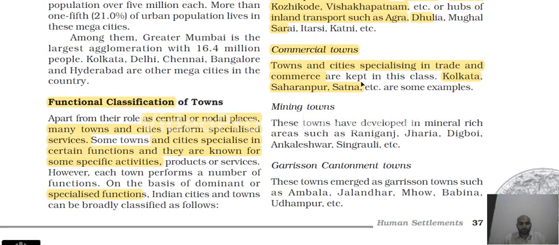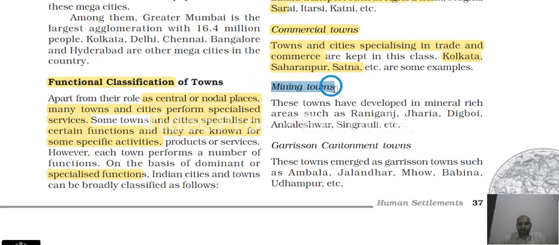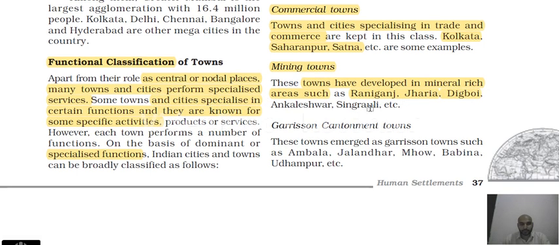Let's take the next one, called mining towns. Mining towns are famous for mining, where you will find coal extraction, copper extraction, minerals of different kinds, uranium, oil, anything that comes under mining. These are generally towns developed near mineral-rich areas, like Raniganj and Jharia. Jharia, as we have already told you, is in Jharkhand, famous for coal mining. Digboi is related to oil refining, and there are many others which supported the mining system of that area.